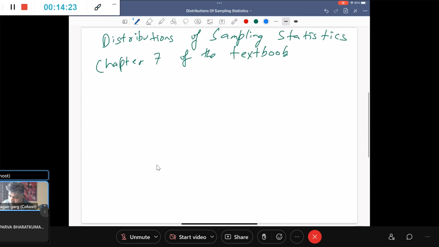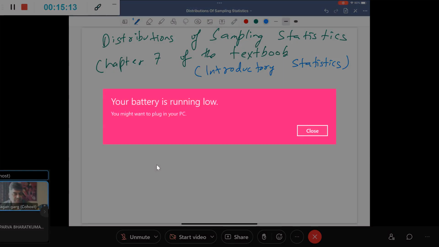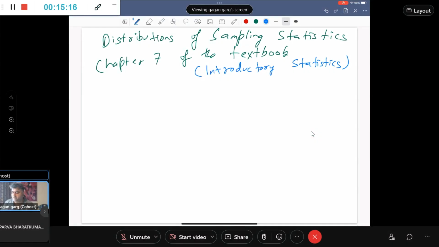So we will start with the topic called distributions of sampling statistics. This is chapter 7 of the textbook. By textbook, I mean, in this case, Introductory Statistics. The first six chapters have a lot to do with probability theory. I believe you already know random variables, continuous random variables, discrete random variables, normal distribution, and I think you have also done Chebyshev's inequality, Markov's inequality, weak law of large numbers, and strong law of large numbers. So in the first one or two lectures, there might be some repetition, but the rest of it should definitely be quite different.